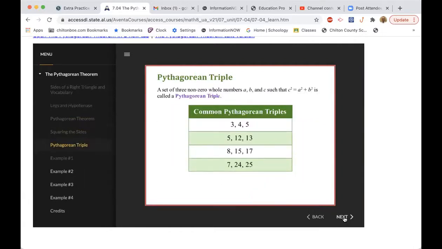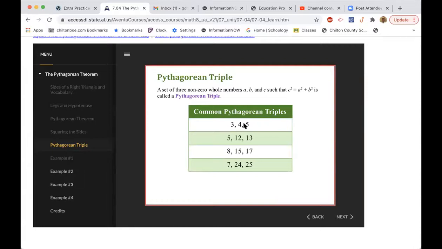And also, there are some groups of numbers that you don't even have to use the Pythagorean theorem to figure out. They're called Pythagorean triples. Here are some of those Pythagorean triples. 3, 4, 5, 5, 12, 13. These are all right triangles.